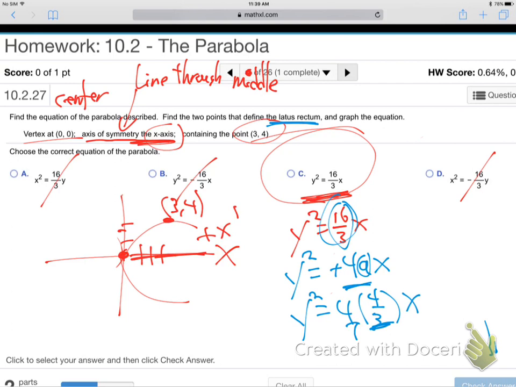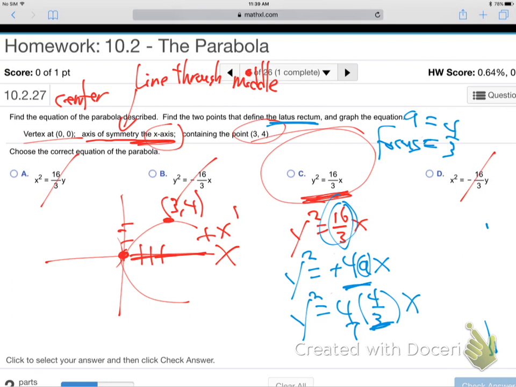We have to give something a certain look so we can identify a certain piece of a formula. That's what we do all the time. Give it a certain look without changing the actual value. So 16/3, I had to rewrite it as 4 times something times x and still be 16/3. So it's 4 times 4/3 times x. So the a must be 4/3. So the focus is at 4/3 because that's the a. We good so far?